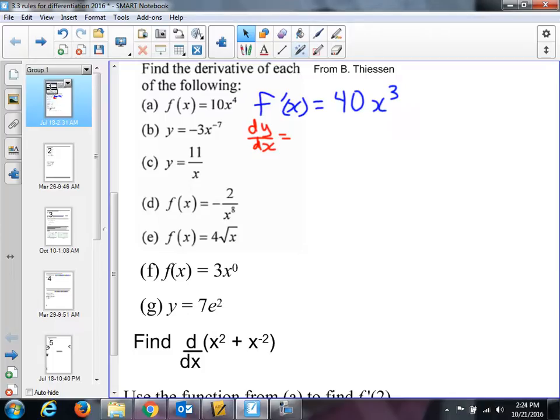So I'm hoping you have this. Negative 3 times negative 7, right? So negative times a negative is positive, so 21. X to the? Good. Common error would be adding instead of subtracting, because I know you think it's 7 minus 1. No, it's negative 7 minus, so negative 8.